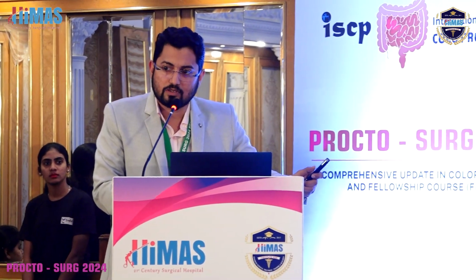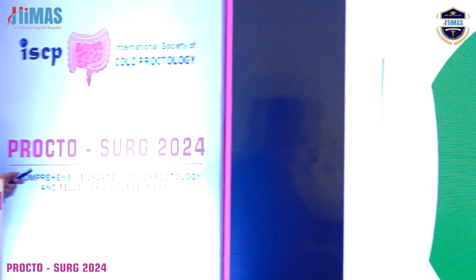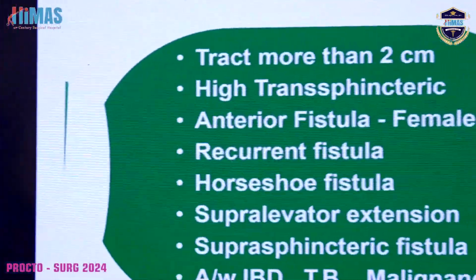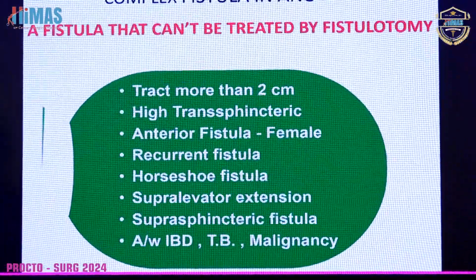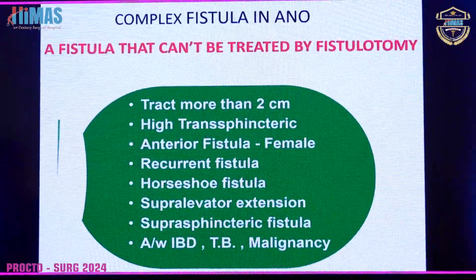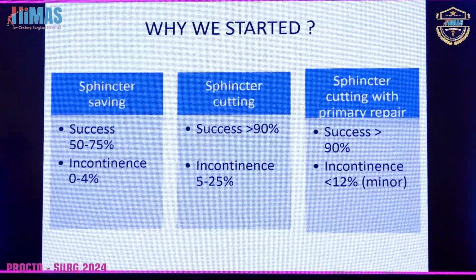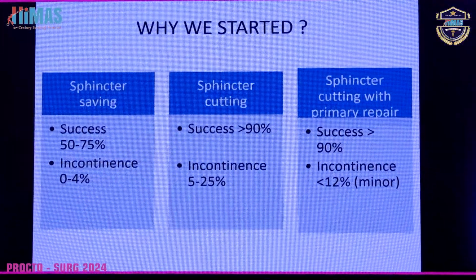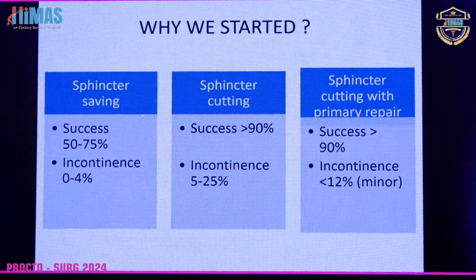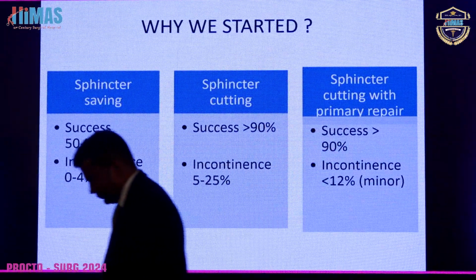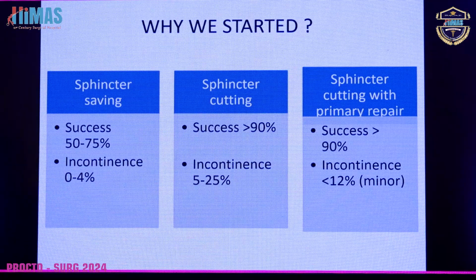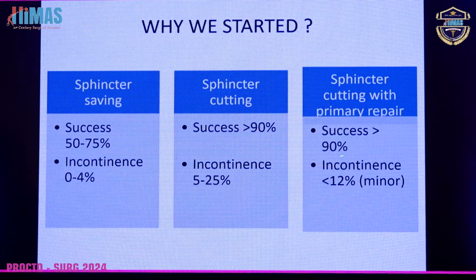So what is a complex fistula? Any fistula which cannot be treated by fistulotomy is a complex fistula. That is more than 2 centimeter, high transsphincteric, interior fistula in females, recurrent fistula, horseshoe fistula, etc. So why did we start this fistulectomy with sphincter repair? Because sphincter sparing procedures have a success rate of only about 50 to 75%, and the incontinence is 0 to 4%, and the sphincter cutting procedures have more success rate, but the incontinence is again higher. So we have to combine both of these procedures.